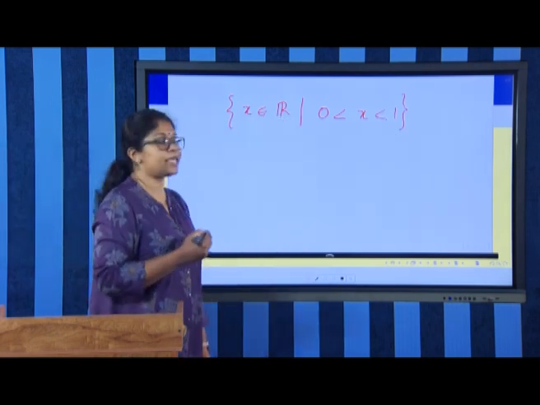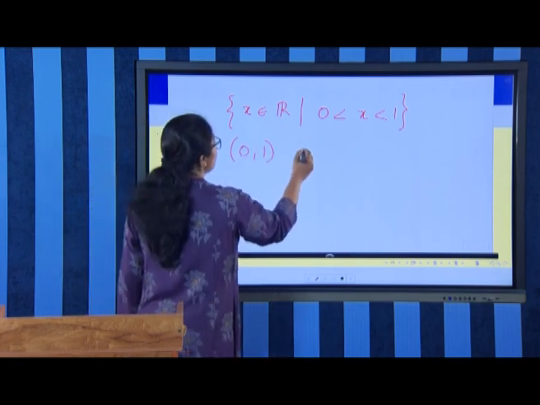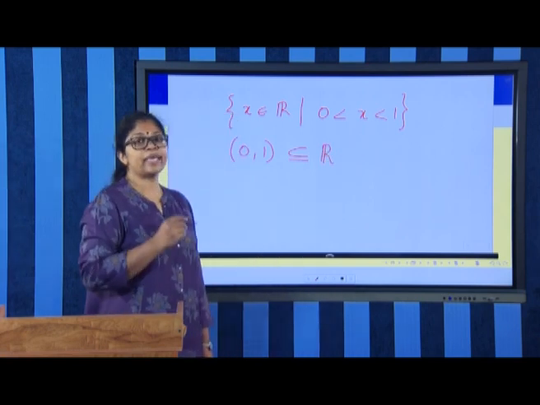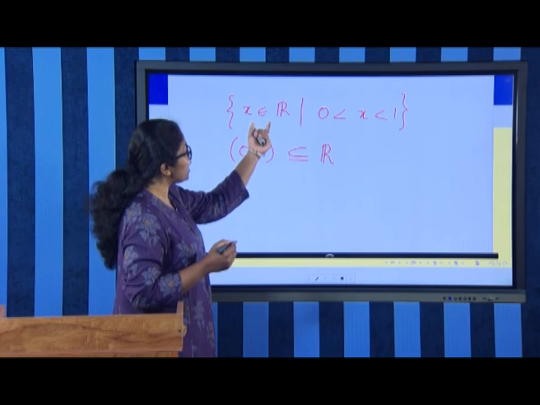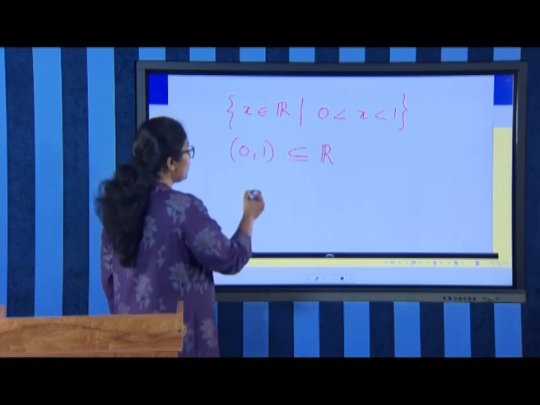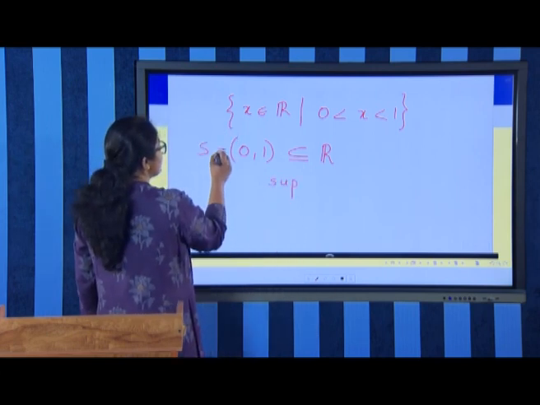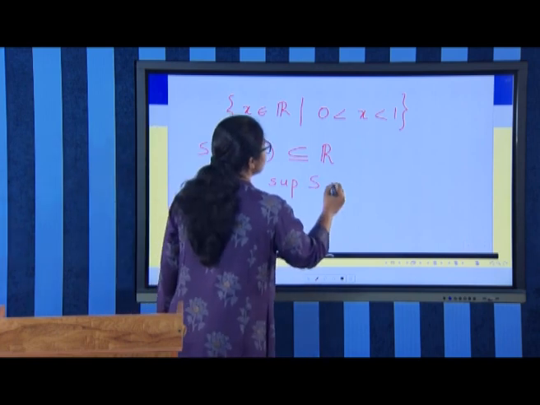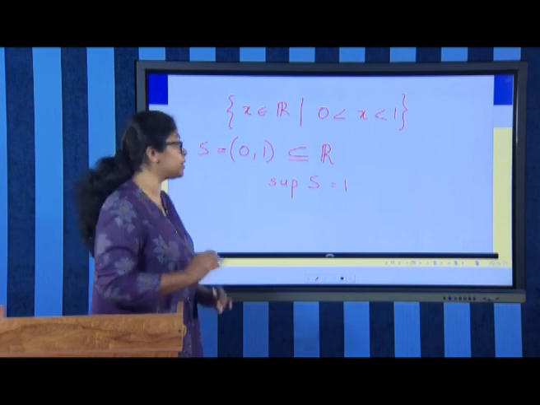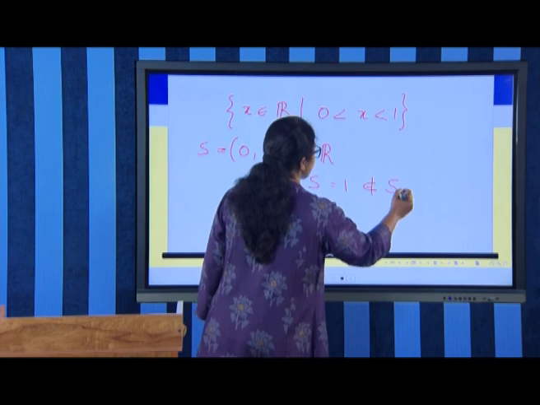This set is the open interval (0, 1), which can be treated as a subset of the set of all real numbers. We can see that every element of this set is definitely less than 1. So, the supremum of this set, supposing I am calling this set S, the supremum of S is equal to 1. But we can see that 1 does not belong to the set. So, 1 is not an element of the set S.